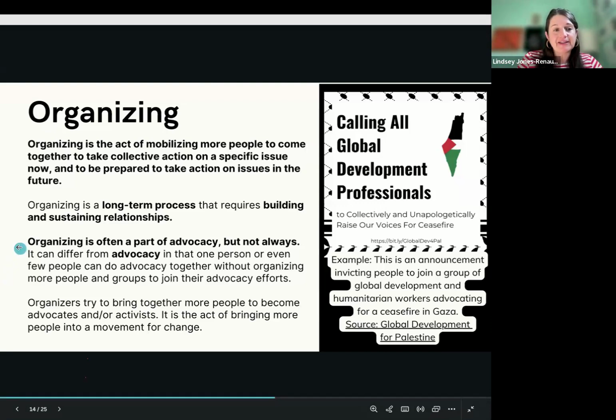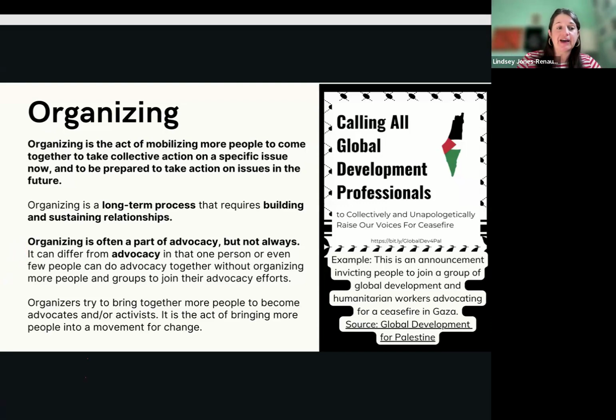Organizing is often a part of advocacy, but not always. It can differ from advocacy or activism in that one person or even a few people can do advocacy without bringing in more people or groups to join their advocacy efforts. Organizers try to bring together more people to become advocates or activists. It's the act of bringing more people into a movement for change. So the example I have here is an announcement inviting people to join a group of global development and humanitarian workers who are advocating for a ceasefire in Gaza.